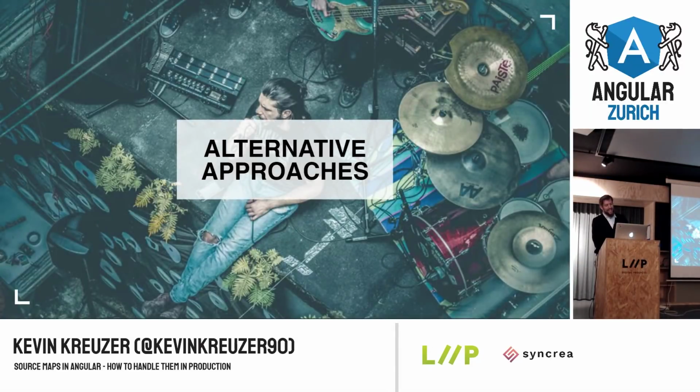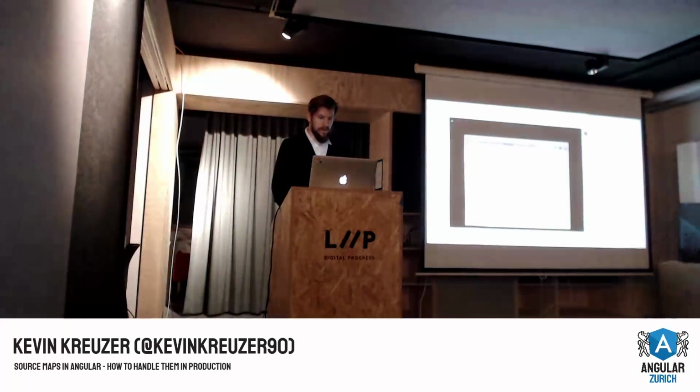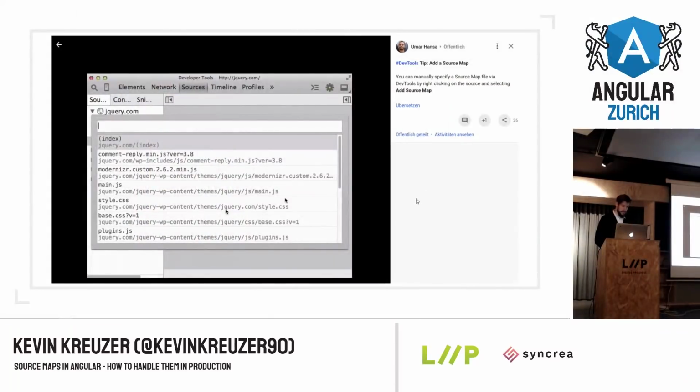Are there any ways to have source maps in production without revealing them? We went and searched again on Google, and we found this DevTool tip here.